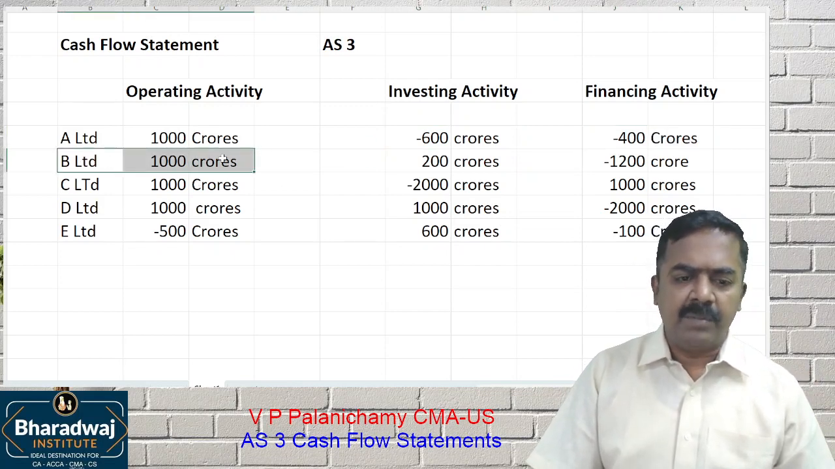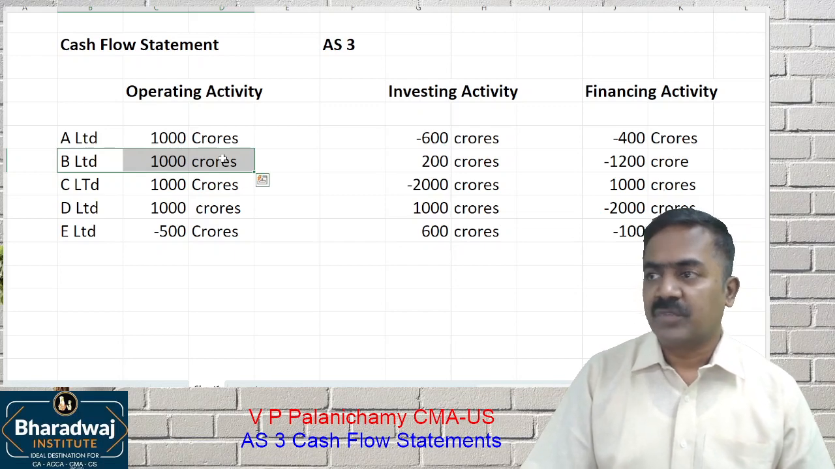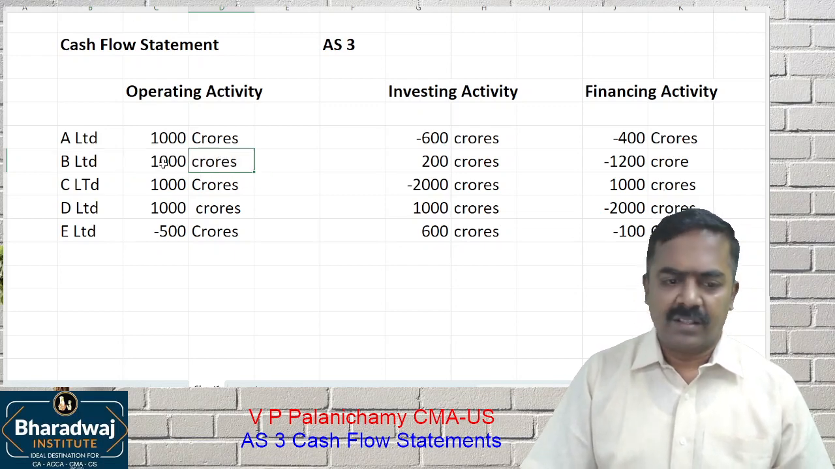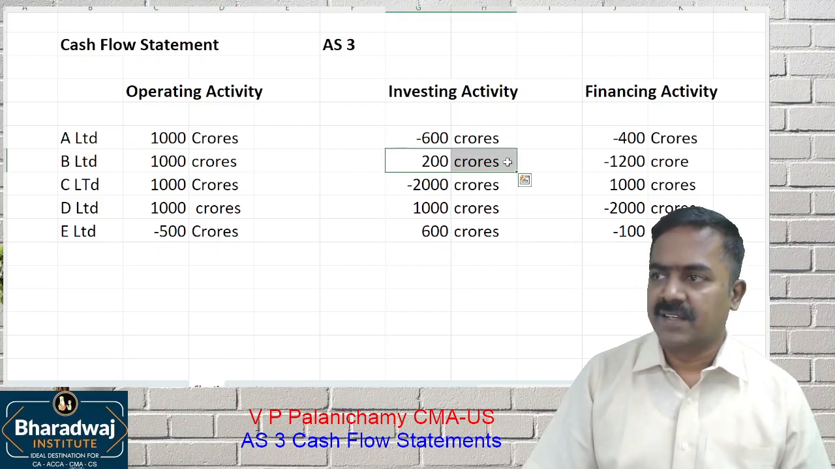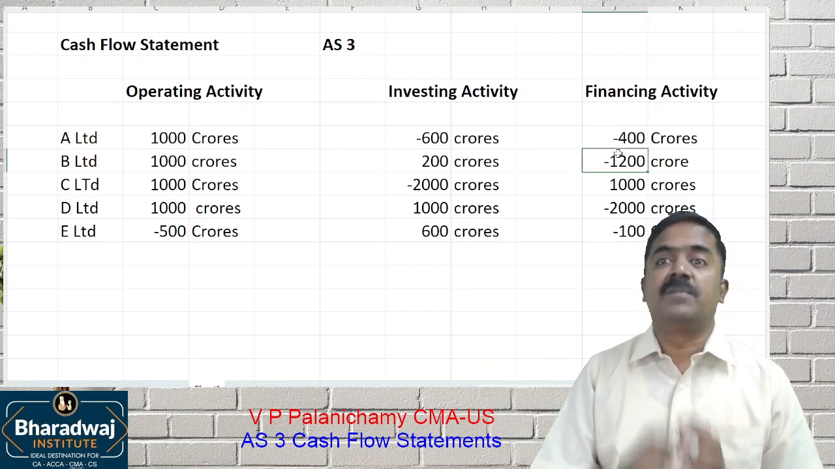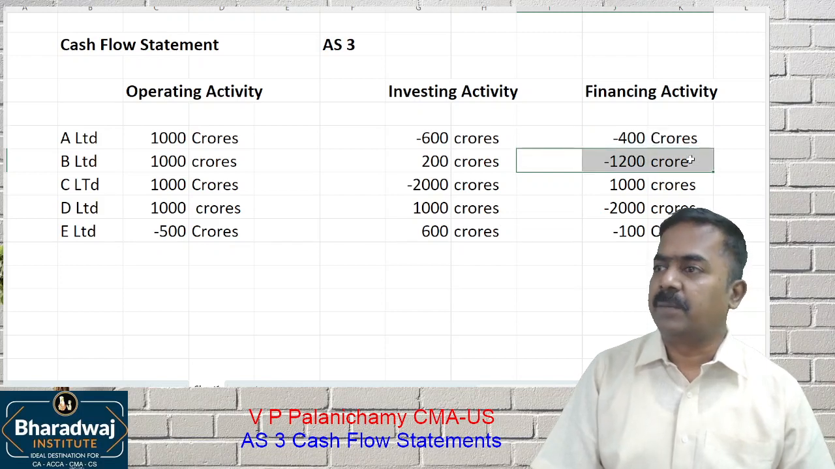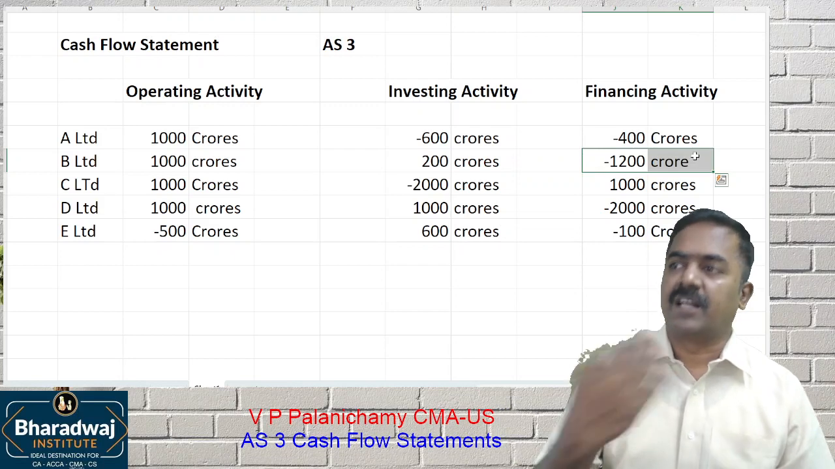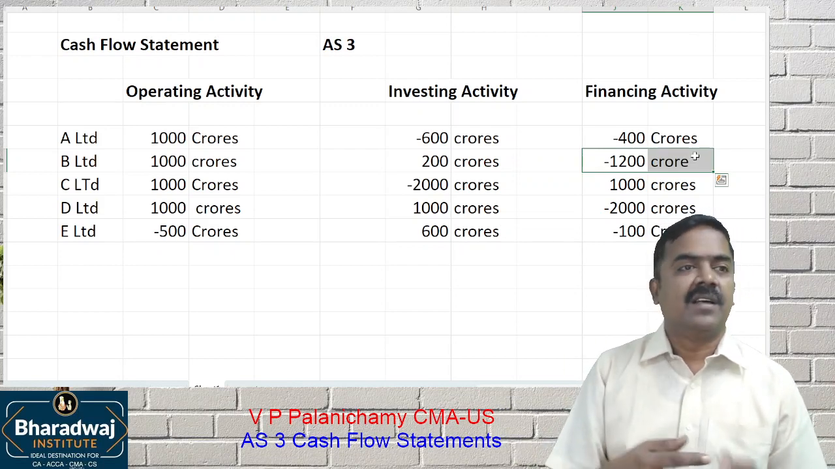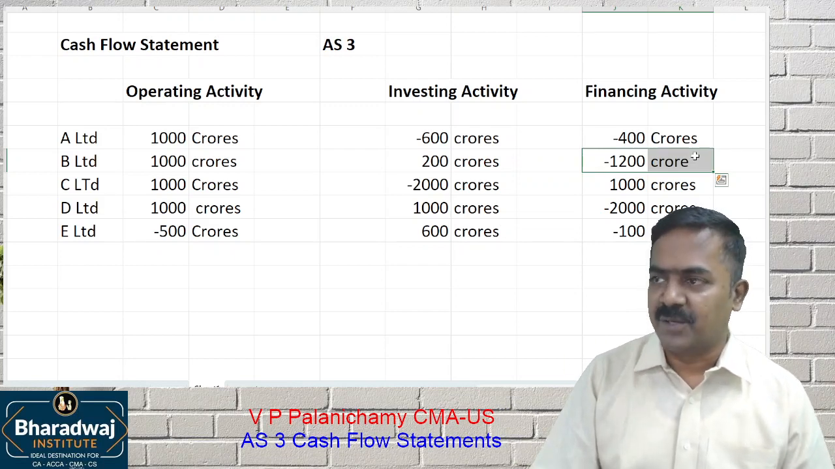B Limited, is it a good company? No, it is declining. Why? This year there is a profit, sir. But are you increasing assets or selling assets? You are selling assets and reducing the size of the business by repaying loans or buying back shares, etc. Okay, if you look at this 1,200 crores, maybe buyback of shares. They are buying back shares because they are not finding new opportunities for doing business.